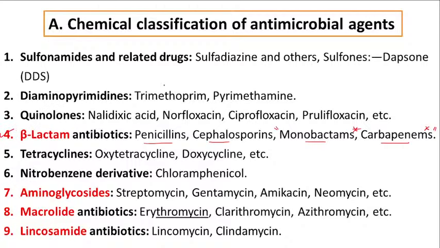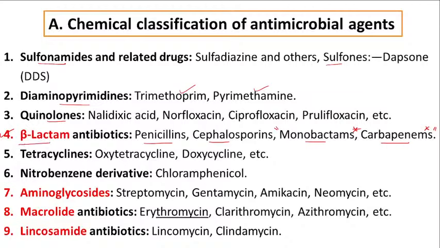We won't forget the sulfonamides, that we all know contain sulfur, and all the drugs start with sulfo, so that is easy to remember. Diaminopyrimidine, yes, that's the category in the anti-malarial drugs, where trimethoprim and pyrimethamine belong. Quinolones, that we also know, and we'll see the quinolones in detail in the next few slides.